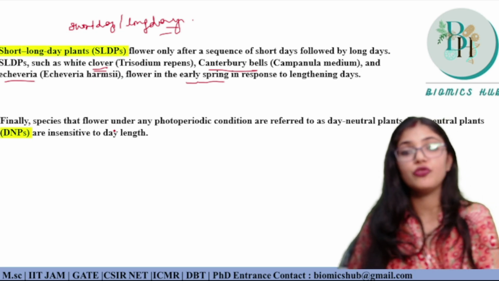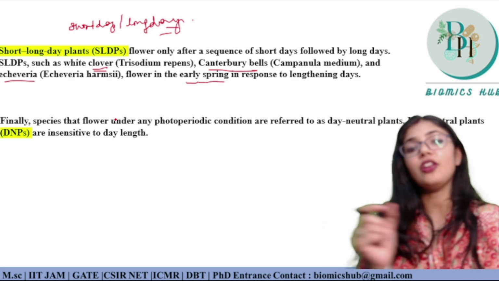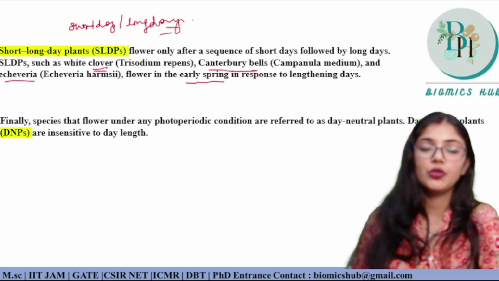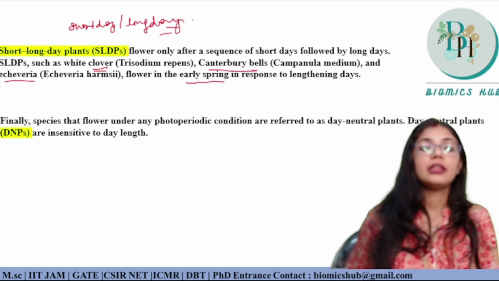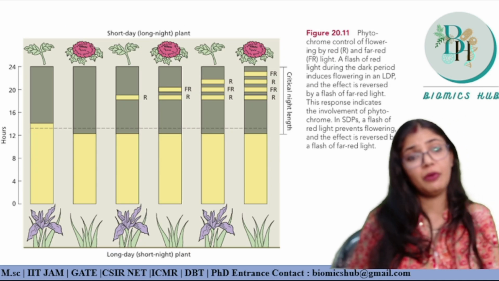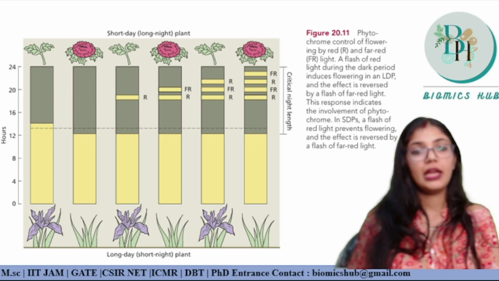And in case of day neutral plant, it does not require any condition of light or dark. It can flower at any time. Okay, so apart from this, the flowering is also controlled by some of the photoreceptors. So what do we mean by photoreceptors? A photoreceptor is a receptor present in the plant for receiving light. It receives red as well as far red light.